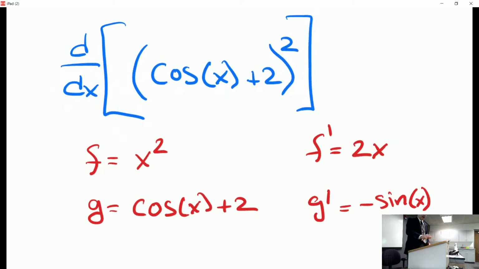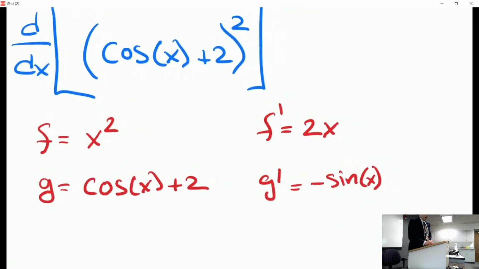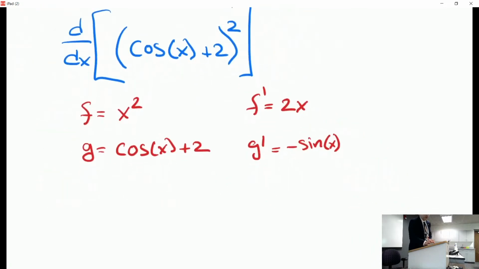But anyway, now that we've got all that set up, what I'm going to do is put it all together using the chain rule. And remember that the chain rule is f prime evaluated at g of x times g prime of x. There's the chain rule. It's always going to be that way. No, it's never going to change. So let's go ahead and do this.